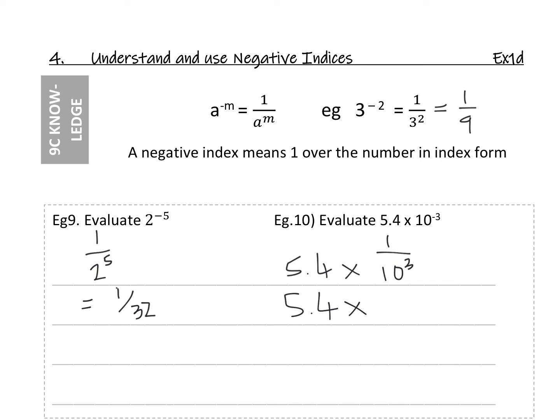We can then simplify this 1 over 10 to the power of 3 as 1 over, and then 10 to the power of 3 is equal to 1, 0, 0, 0. You can see the number of zeros should match the power, so 1 over 1,000. If you're multiplying by 1,000th as opposed to 1,000, what it actually does is it makes things 1,000 times smaller. It's the same as dividing by 1,000. So if we divide 5.4 by 1,000, we get 0.0054.